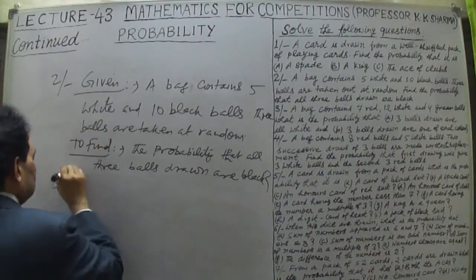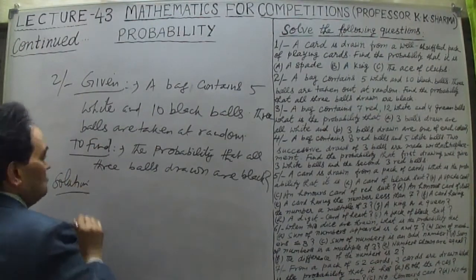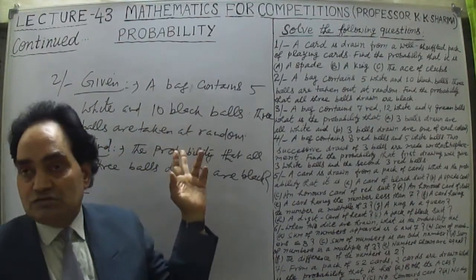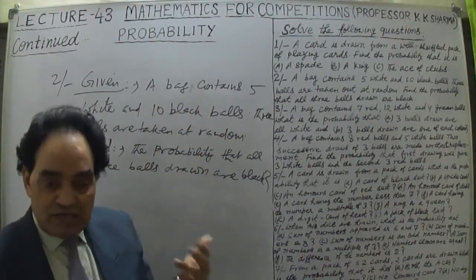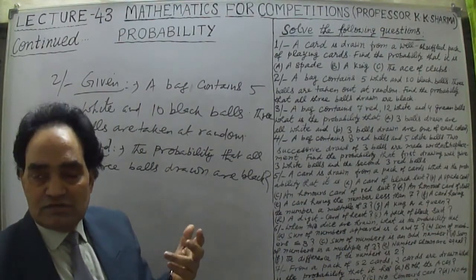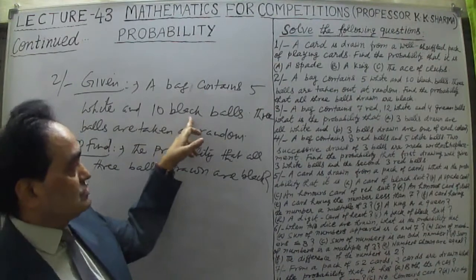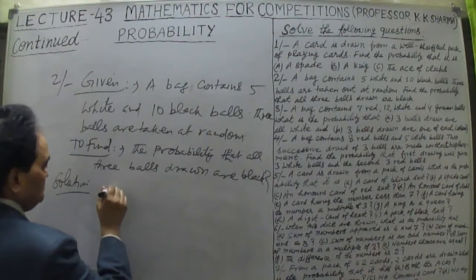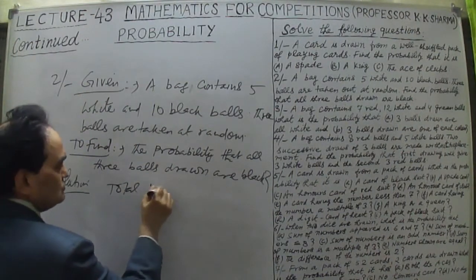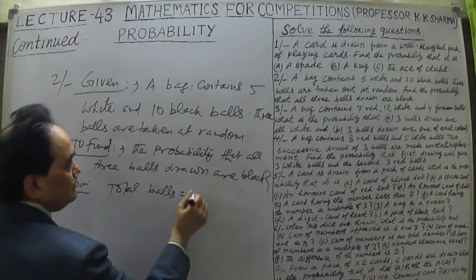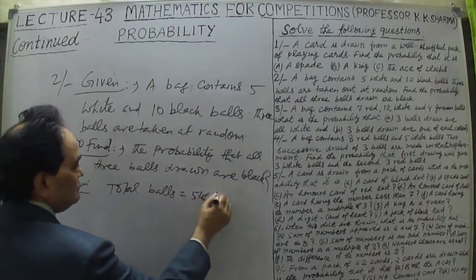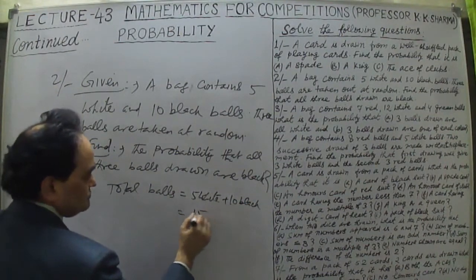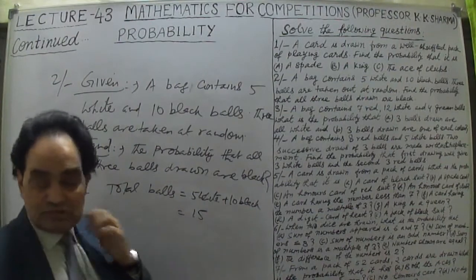Now the solution, try to understand. How many black balls are there? We have 5 white and 10 black balls. The 3 selected balls must be black. Let me first find the total balls. Total balls is equal to 5 white plus 10 black, equal to 15 total balls. 3 balls are selected out of 15.